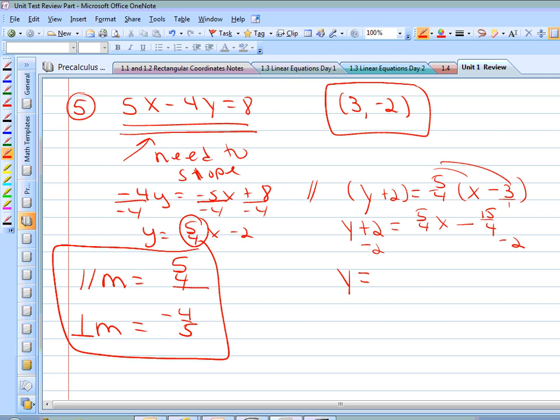So y equals, all right, this is where you're going to get a little confused. We have 5/4x, and we have -15/4 minus 2. But to make 2 into fourths, we multiply the bottom by 4, and we multiply the top by 4. So -2 times 4 would be -8, so -8/4. -15 and -8 would give me a -23/4. And that would be our slope-intercept form of our parallel line.